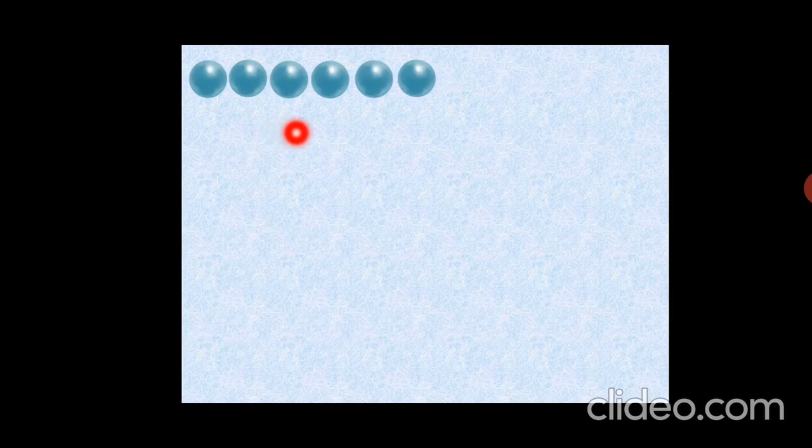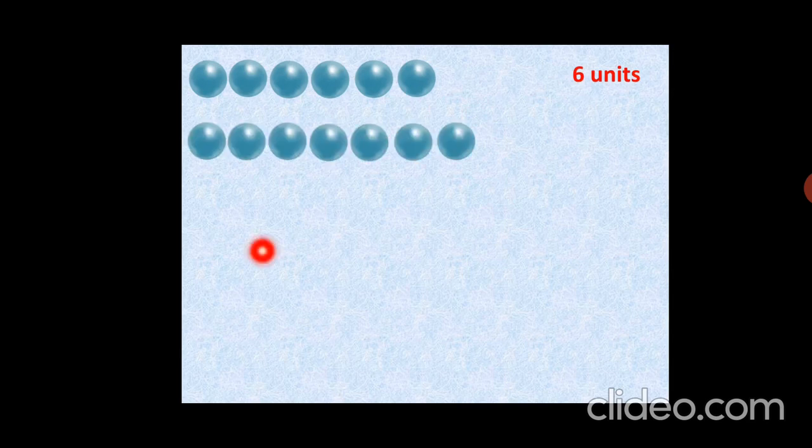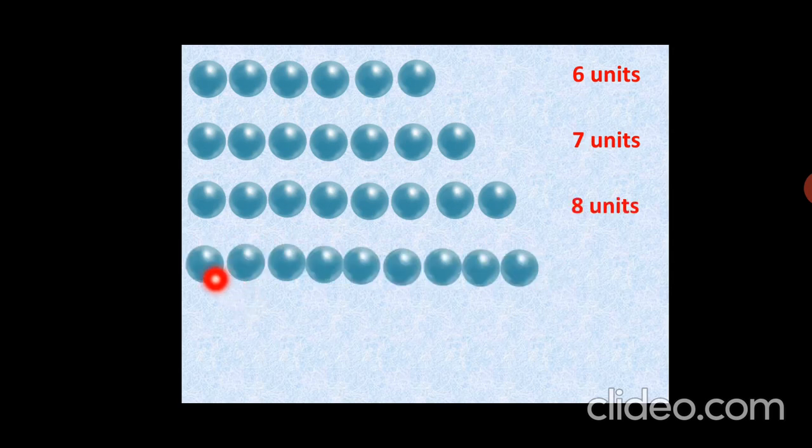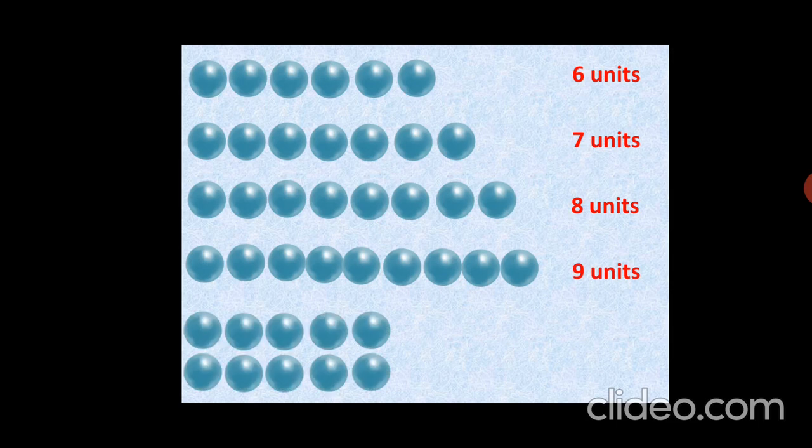1, 2, 3, 4, 5, 6. 6 beads, that means 6 units. 1, 2, 3, 4, 5, 6, 7. 7 beads, that means 7 units. 1, 2, 3, 4, 5, 6, 7, 8. 8 beads, that means 8 units. 1, 2, 3, 4, 5, 6, 7, 8, 9. 9 beads, 9 units.